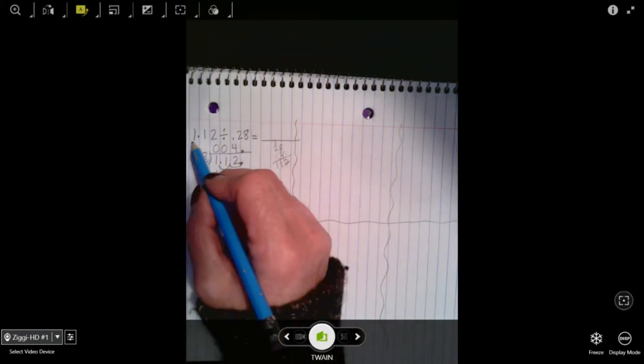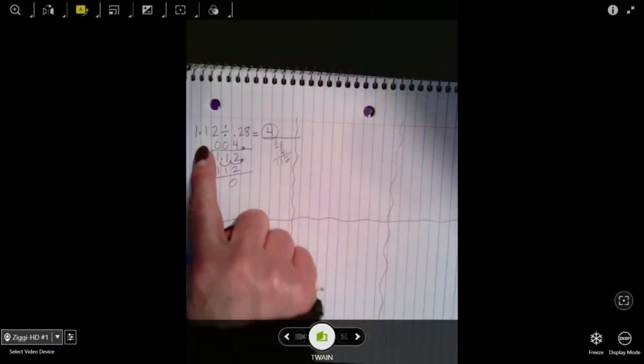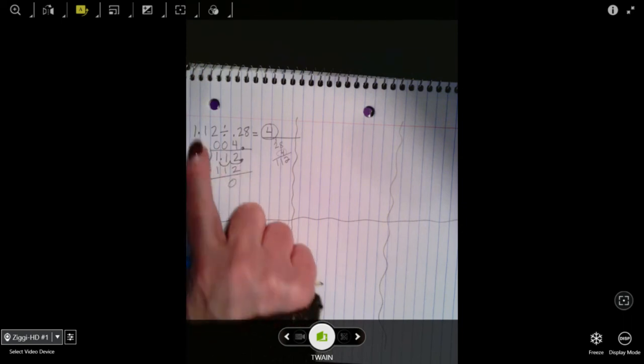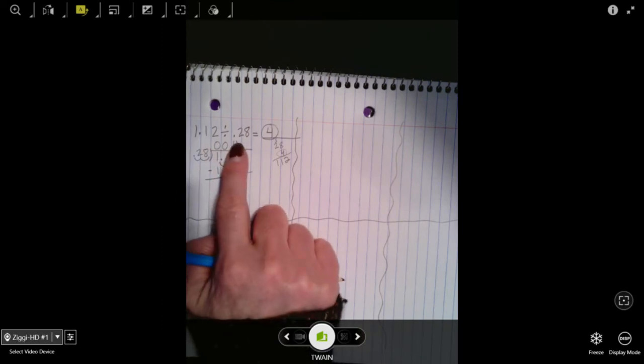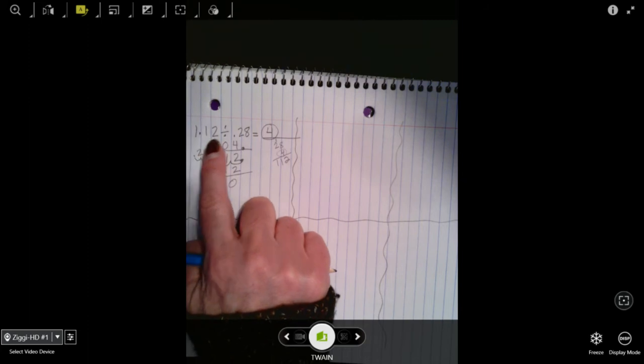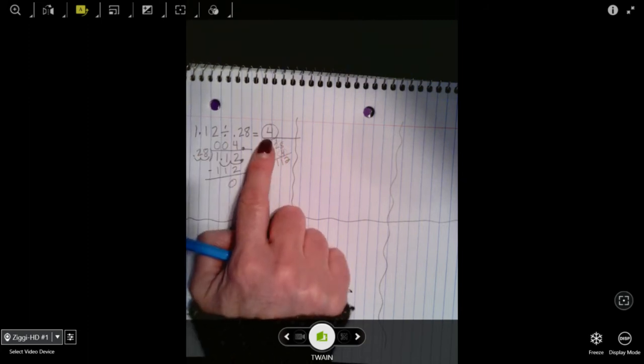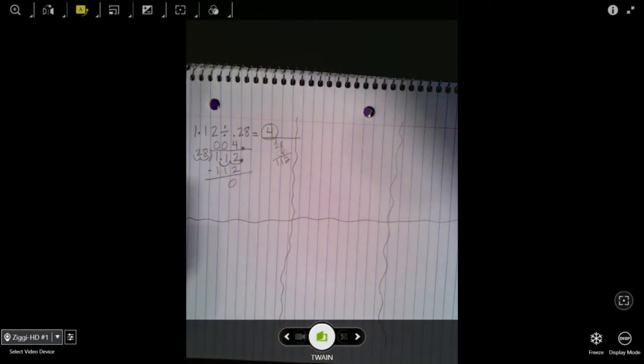So 1 and 12 hundredths divided by 28 hundredths equals 4. I like to think of it as a gift card problem with money. If I had a gift card with $1.12 on it, and I was buying something that cost 28 cents, how many of those objects could I purchase? So how many 28 cents go into $1.12? I can purchase exactly 4 items at 28 cents each on that gift card.